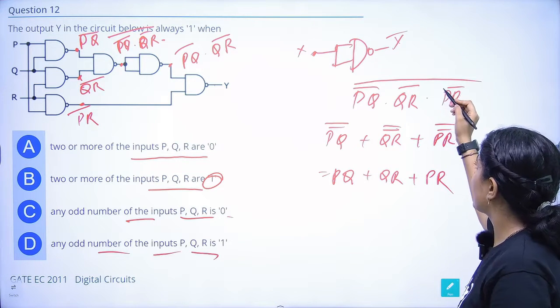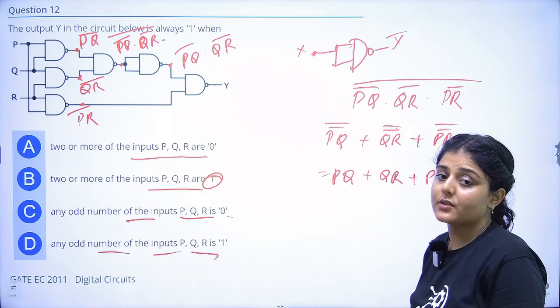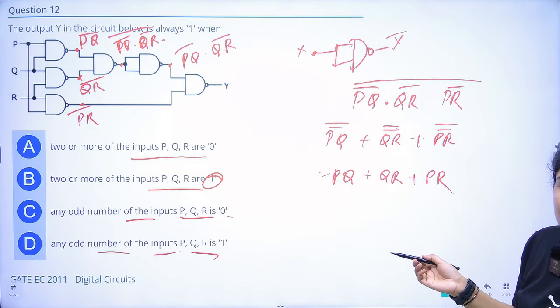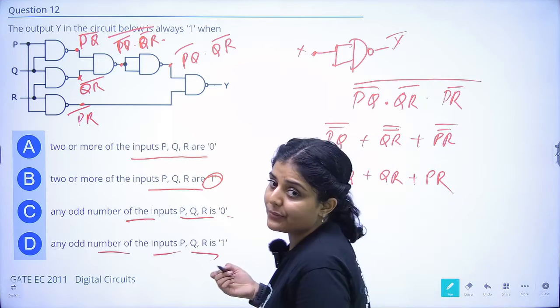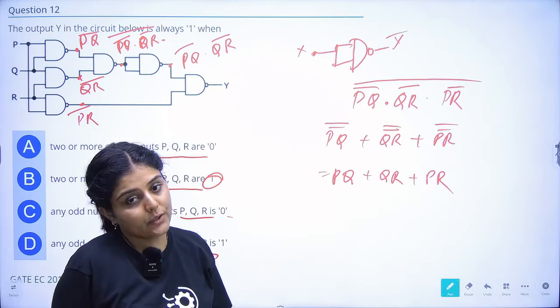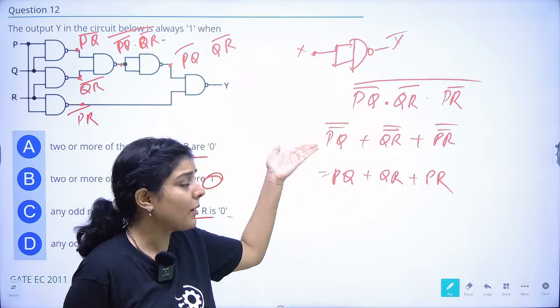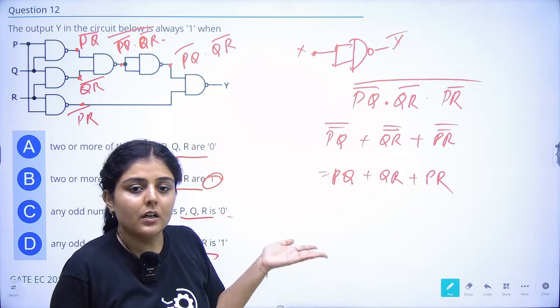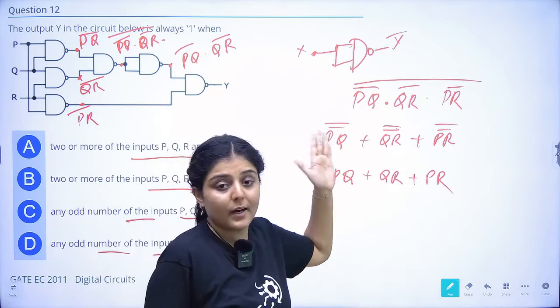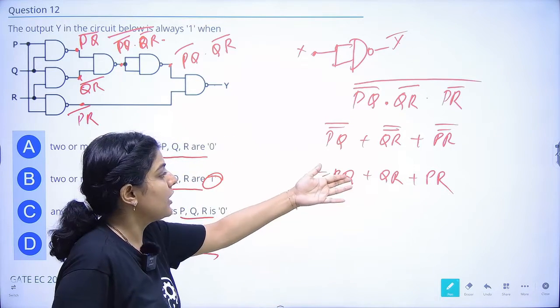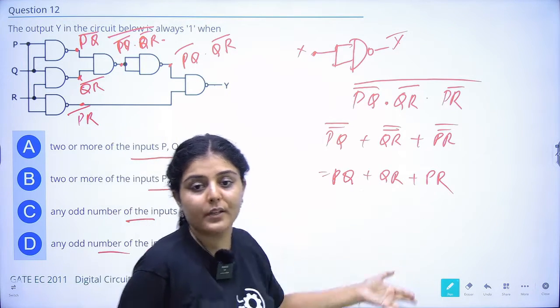If we are complementing all of the three expressions, these dots will become plus. Basically, the AND operation will reverse into an OR operation, and these bars will be applied individually to them, right? And a double bar is equal to the original expression only. So PQ bar and bar will give you PQ only, right? So PQ plus QR plus PR will be the expression.